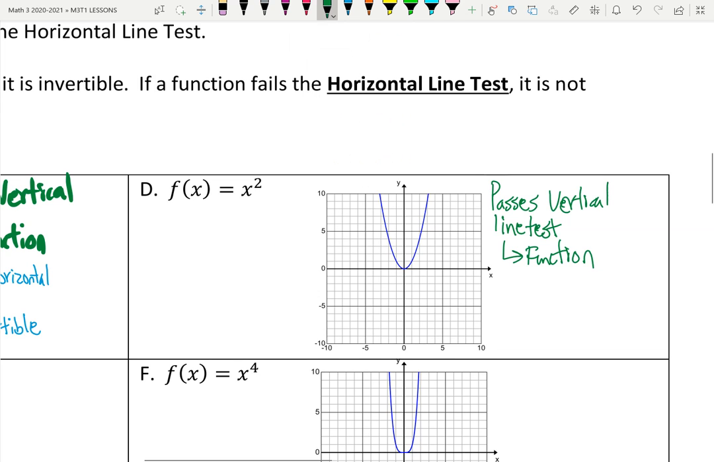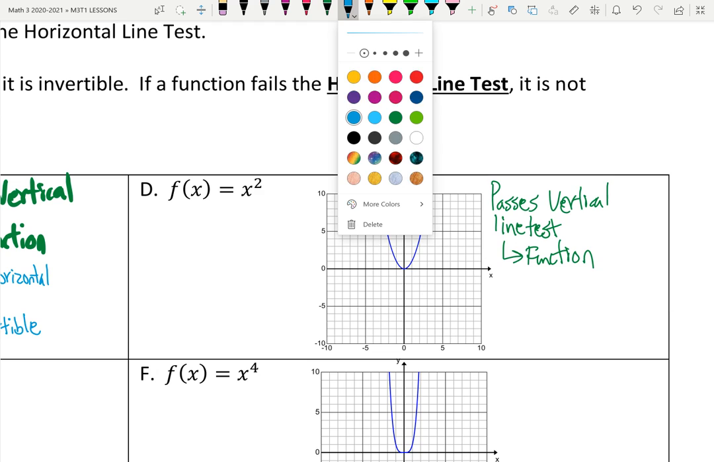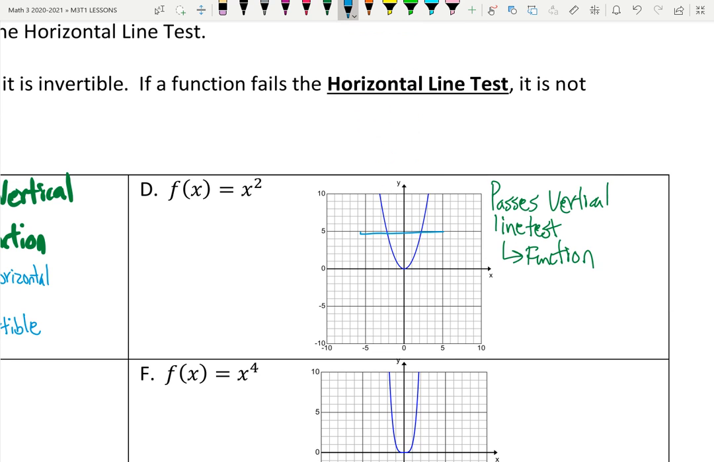However, upon further investigation, my graph does not pass a horizontal line test. It fails the horizontal line test. Therefore, it is not invertible. Meaning the inverse would not pass the vertical line test.